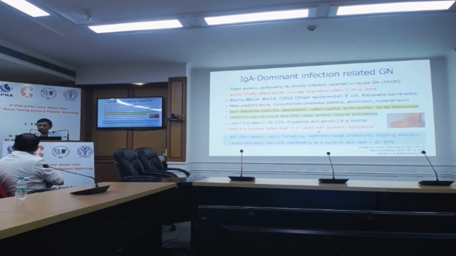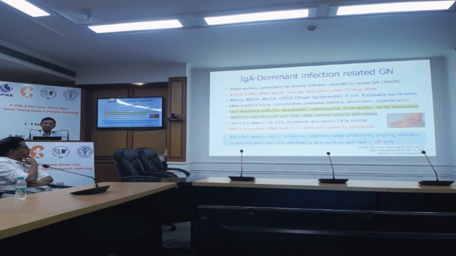A small percentage of patients could have ANCA positivity, and these may have systemic symptoms. Systemic symptoms may include leukocytoclastic vasculitis, resulting in a typical purpuric rash akin to what you see in IgA nephropathy, IgA vasculitis. So AKI often is severe, and these patients have microscopic hematuria, and often have a nephrotic range proteinuria. So proteinuria is more severe, and the deposits are often more subepithelial rather than subendothelial in these. And of course, there is an ongoing infection.